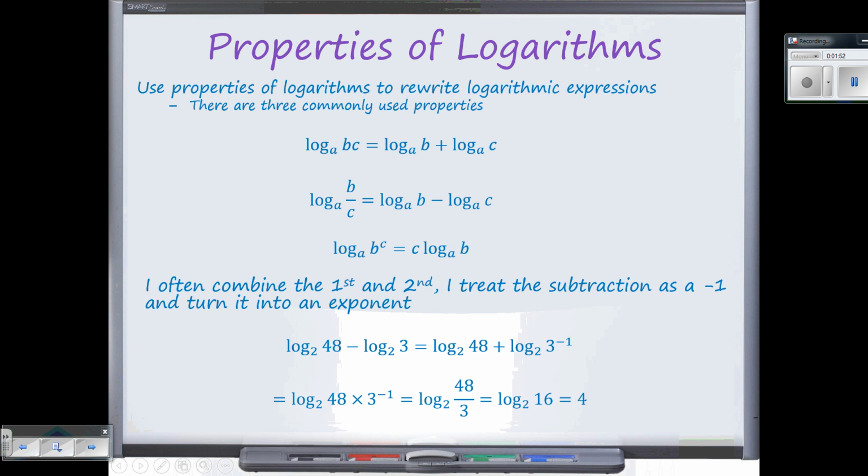Alright, these are the properties of logarithms. Now remember that a logarithm is an exponent. Given that, remember if we have a to the 4 times a to the 2, this is the same as a to the 4 plus 2, which is a to the 6. Same idea. If they're multiplied, add them. If they're divided, subtract them.